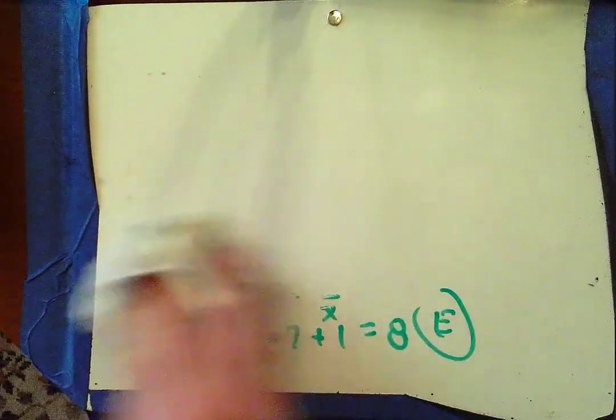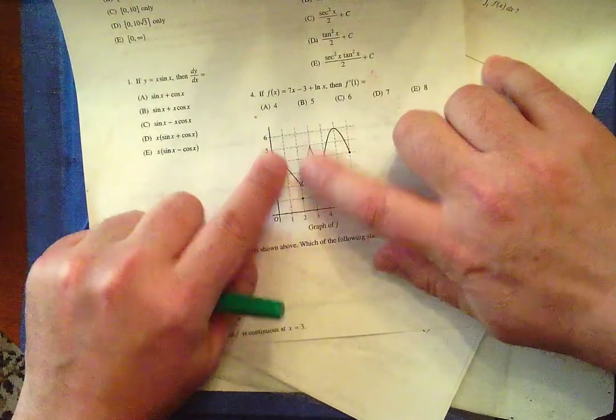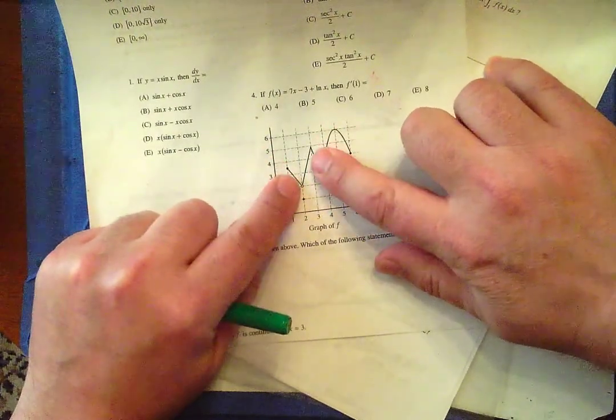Let's take a look at 5 at the bottom of the page. There's a graph above, the graph of f. Which of the following statements is false? Okay, the limit as x approaches 2 exists. That's true. We are definitely approaching the same y values from both sides here.